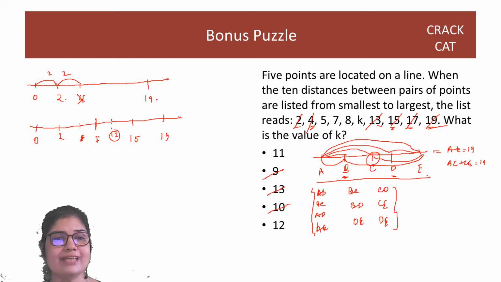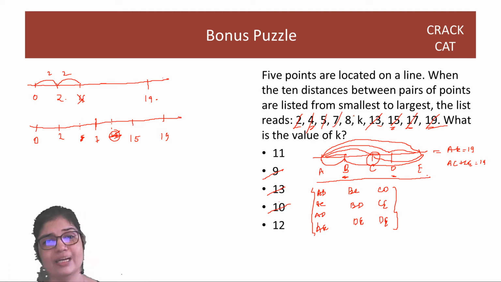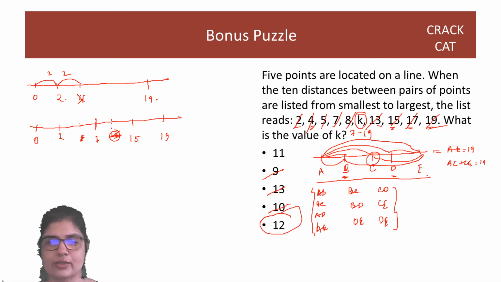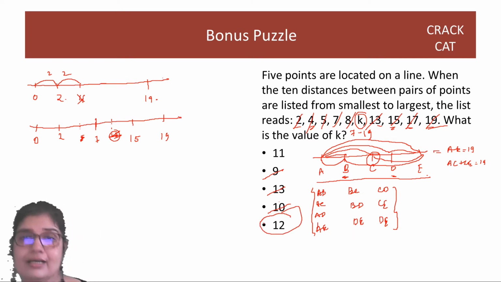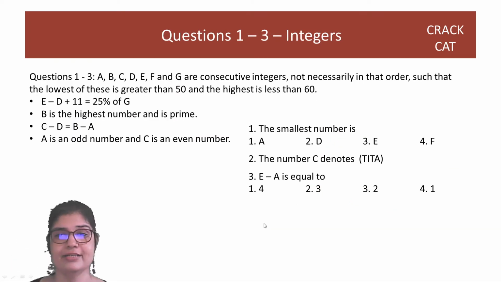But if you put 7, guys, you get 5, which is 2 to 7. You get 7, 0 to 7. You get 8, which is 7 to 15. And then you get your final K, which is 7 to 19, 12. So your answer is 12. Right? Great. Let's move on to our numerical reasoning section, guys.